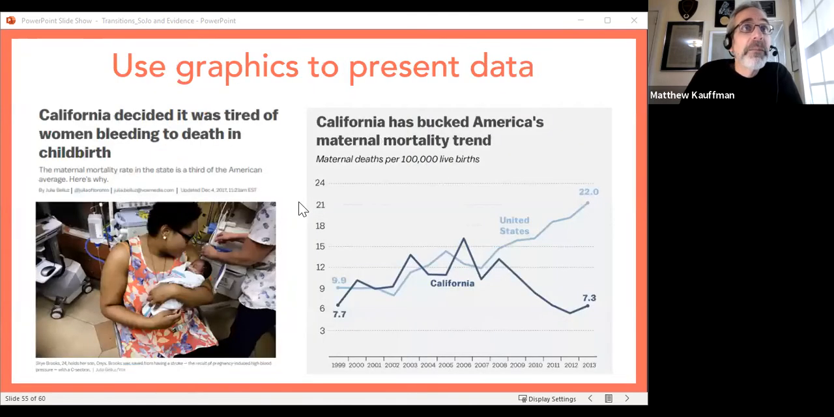All right, the value of graphics to present data. This is out of California. A lot of women were bleeding to death in childbirth. The state put in new protocols statewide in hospitals. And in an instant, your brain registers what's going on with this data. The country as a whole is doing this after 2008, this string of record highs, and California just completely bucks that trend and goes in the opposite direction. The way our visual brains work, that gets that point across in a way that words just won't. That really just hits right to the brain.